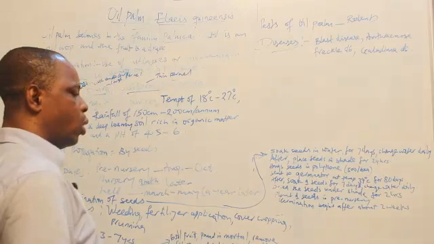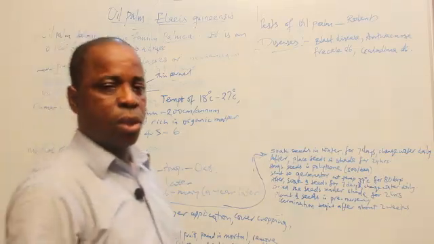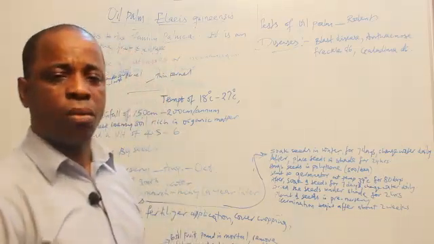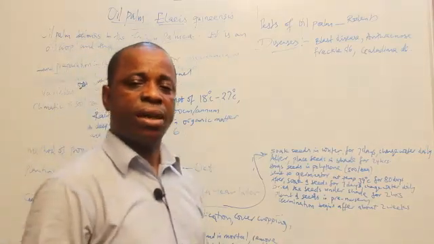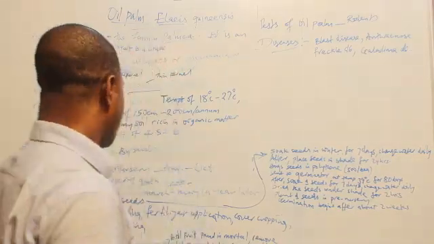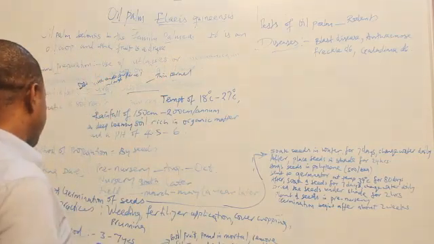Method of propagation. Oil palm is planted by seeds. Oil palm is a monocot, so you cannot plant it vegetatively. You cannot plant the stem or the leaf or whichever. Oil palm is cultivated by seeds only.